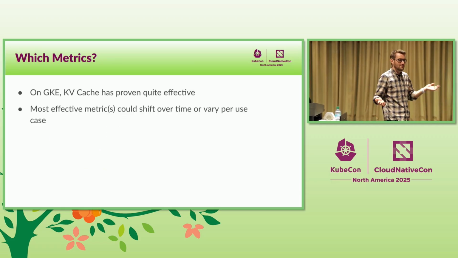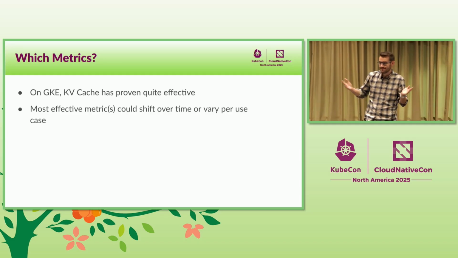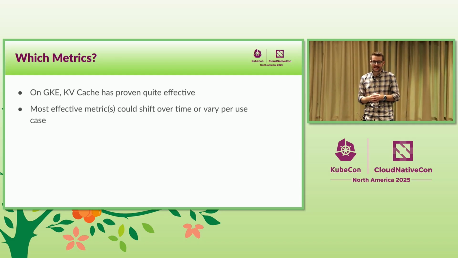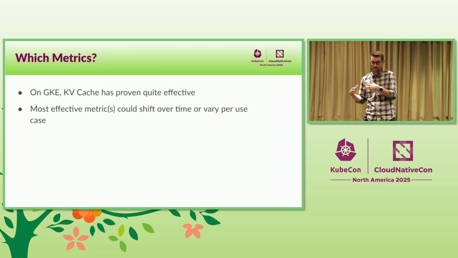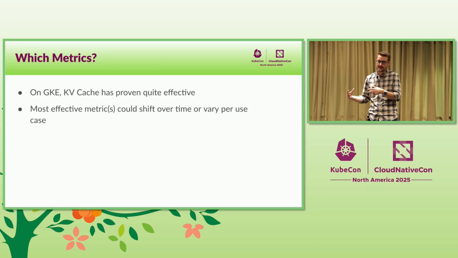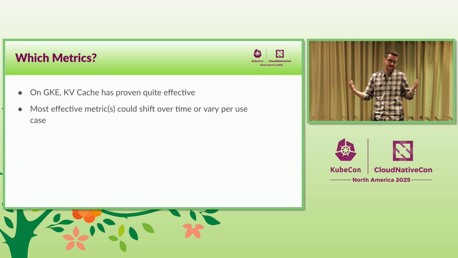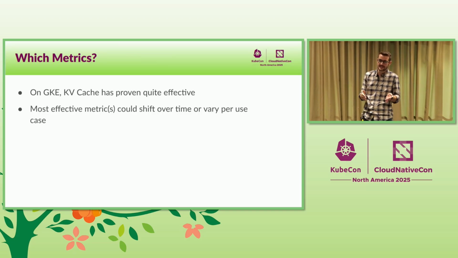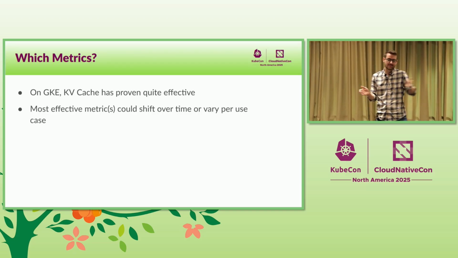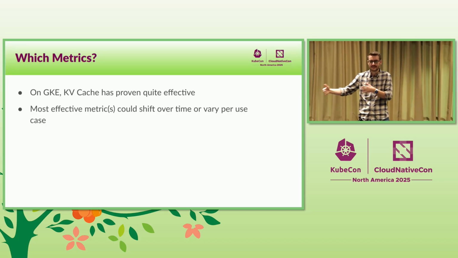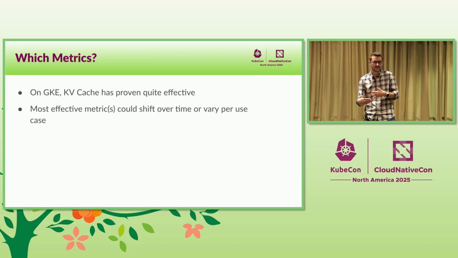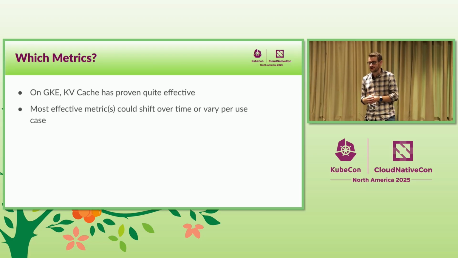You may ask, well, which metrics do you use? Well, right now we're saying that KV cache has been very effective. We've got some tests that are showing very positive results, but like everything else in this ecosystem, things are moving quickly. So the most effective metric today may be different 6 months from now. It could depend on your use case, but the idea is to make this highly configurable, highly extensible, so that it can grow as the ecosystem evolves.